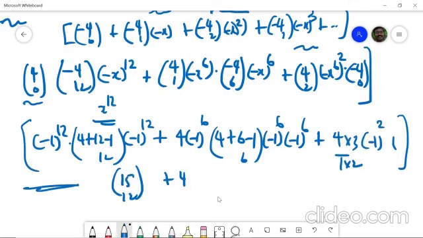Again you have 4 into 3 by 2, that is again 6 will be there. So when you simplify you will get the answer. So this is the coefficient of x raised to 12 from the second product here. So this is the coefficient of x. So you require the coefficient of x raised to 24.